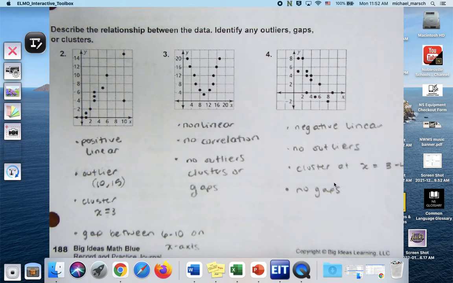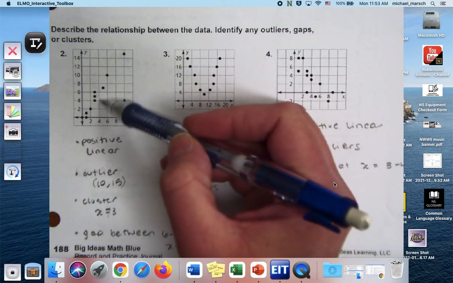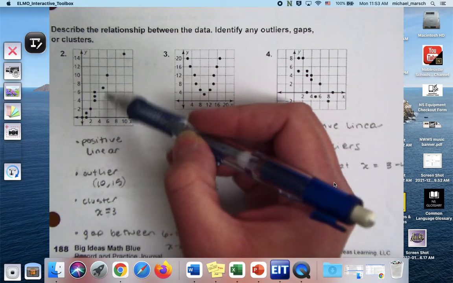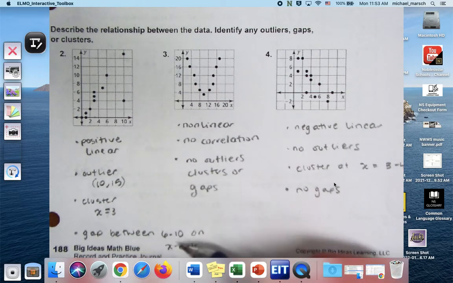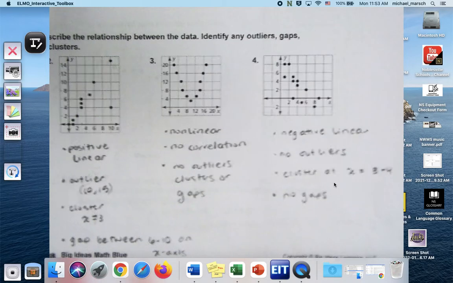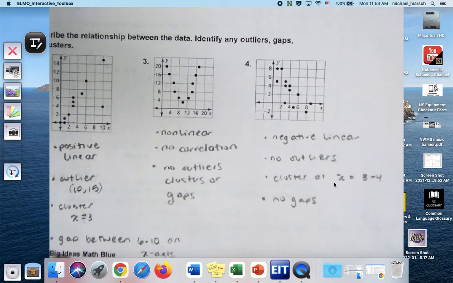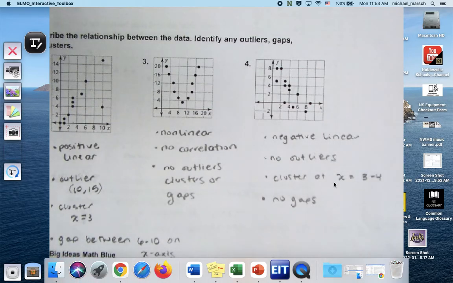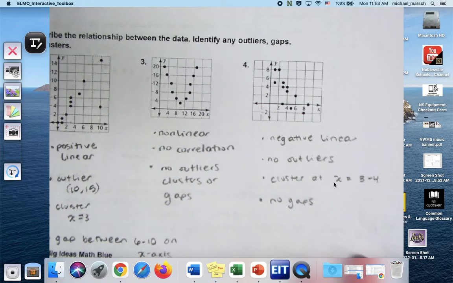Any questions about the descriptions, the relationships? When I say a cluster at x equals 3, it's because when I go over to 3 on the x-axis, there's a cluster of 3 points here. There's a gap between 6 and 10 on the x-axis. There's a cluster around here between 3 and 4. Any questions? Because tomorrow we start trend lines.